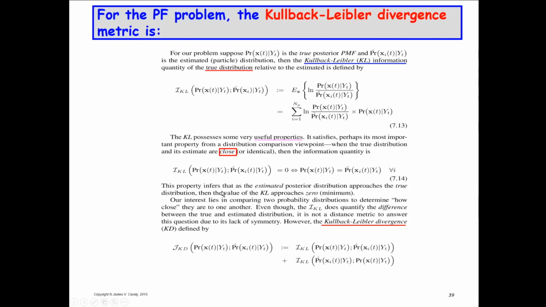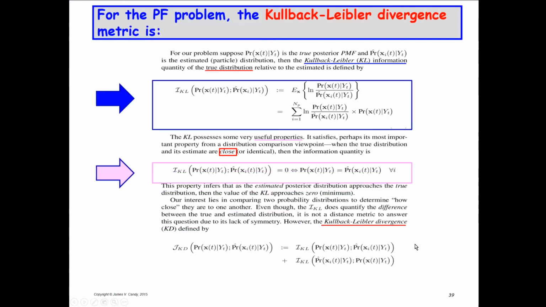The only problem with this is that the Kullback-Leibler is not a distance metric. So mathematically, you can have lots of problems with that, whereas you can make it into a distance metric by this calculation. You just flip the true with the estimate and then the estimate with the true. This is a distance metric, and it's called the Kullback-Leibler divergence metric.